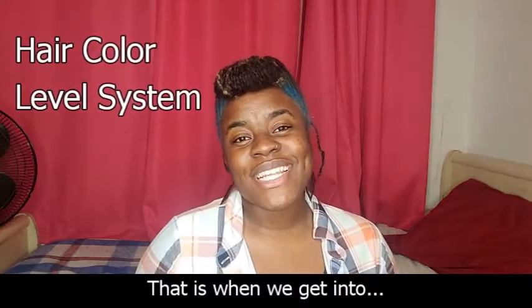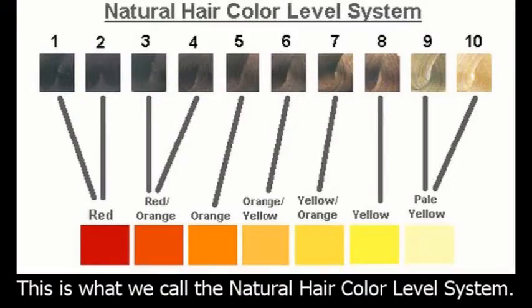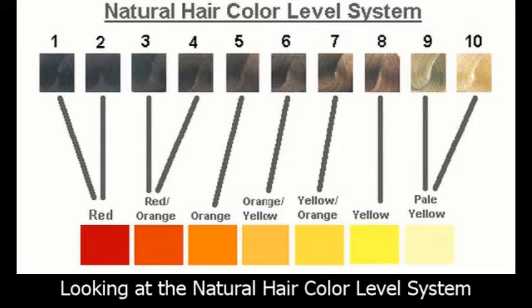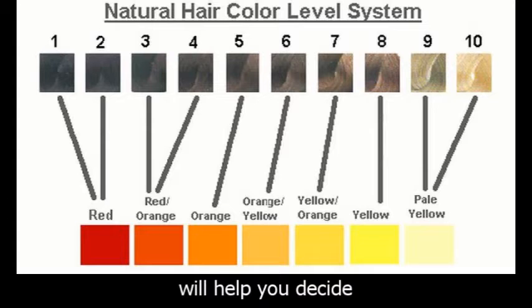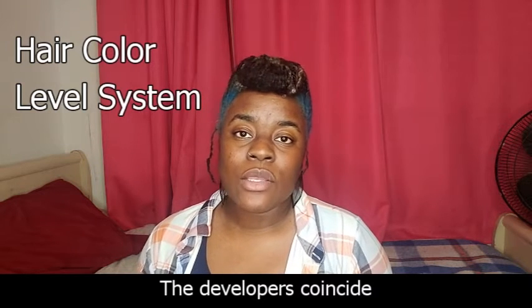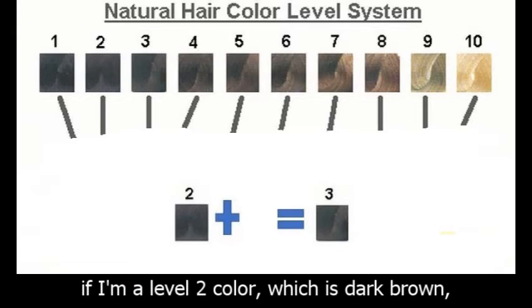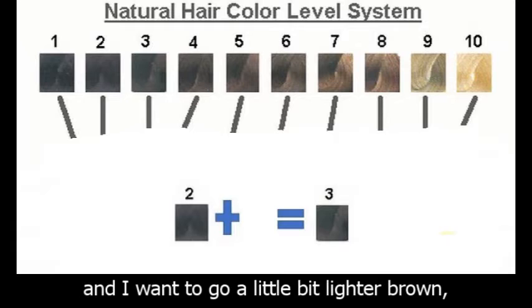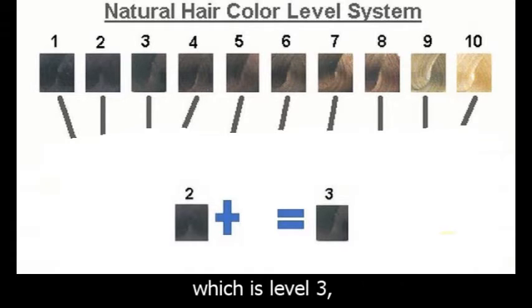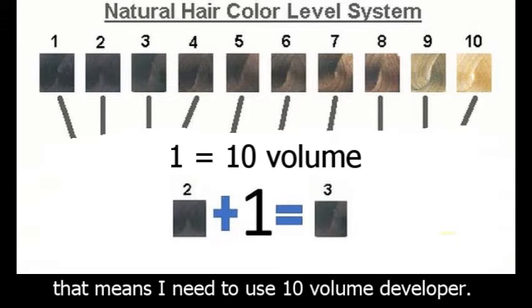That is when we get into bam, baby. This is what we call the natural hair color level system. Looking at the natural hair color level system will help you decide what level developer to use. The developers coincide with the number of levels you want to travel to. So for example, if I'm a level 2 color, which is dark brown, and I want to go a little bit lighter brown, which is level 3, that means I need to use 10 volume developer.